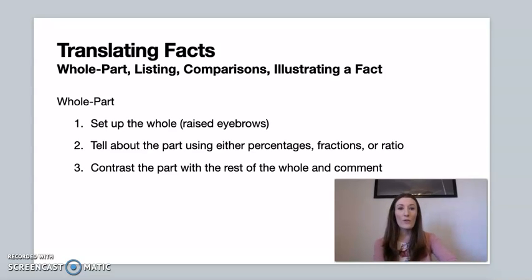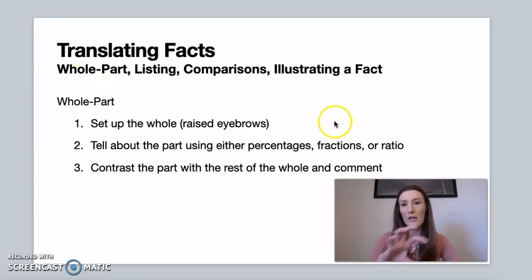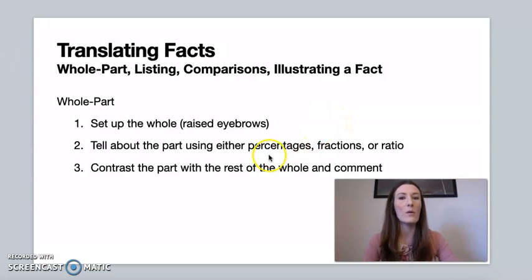Okay. So for this first part, translating facts, we're going to be doing these 4 things. We're talking about a whole part, which is using statistics. We're going to be listing or ranking items, comparing items, and then illustrating a fact. We are going to be explaining random facts to people. Okay, so this first part, the whole part, using statistics. For this section of this unit, we're going to be using percentages, fractions, or what the book likes to call ratio.